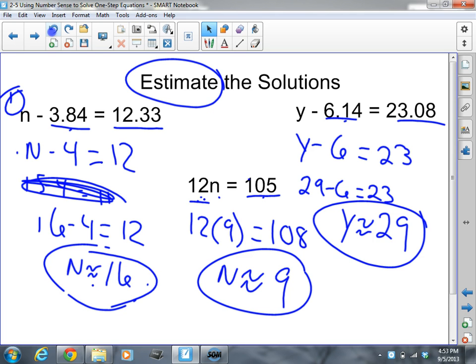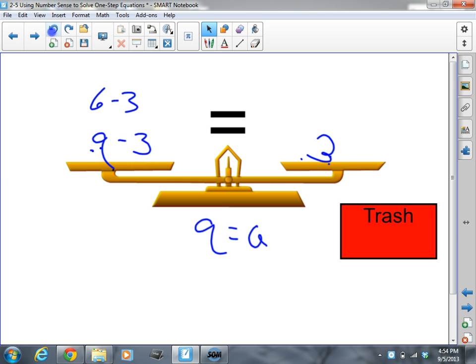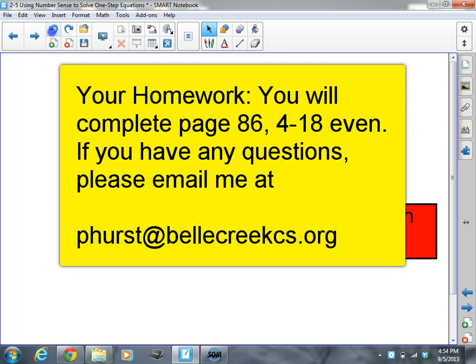All right, well, ladies and gentlemen, that is it. Tonight, you simply need to remember that the equal sign that you see is very similar to a scale. Both sides of the equal sign need to be the same. You must balance the scale.